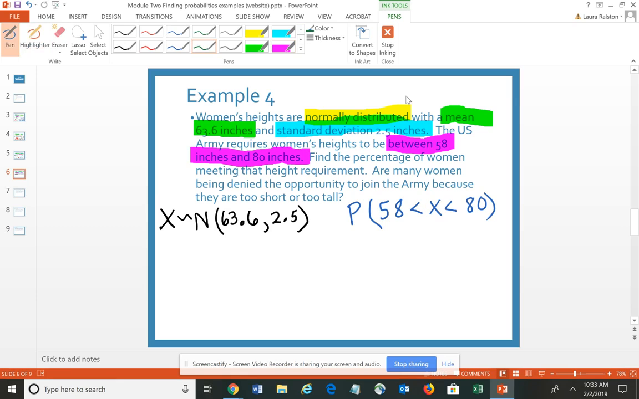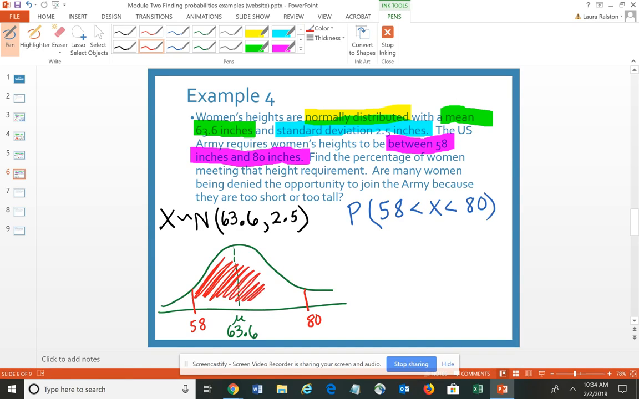Okay, so if I draw my picture, I have my horizontal number line, my bell-shaped normal distribution. The mean is given as 63.6. 58 would be to the left because it's smaller than the mean, and 80 would be to the right because it's larger than the mean. And we're looking for this red shaded region. So now we're ready to calculate. We're going out to the website.